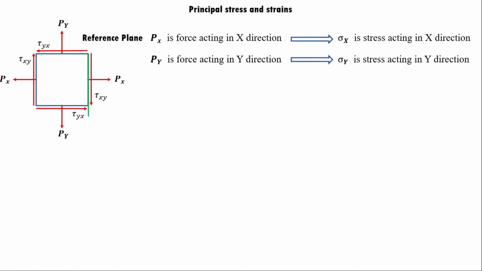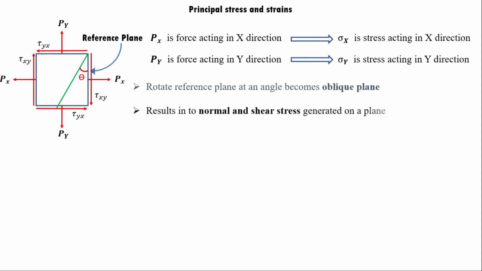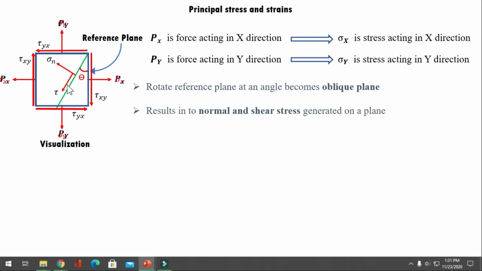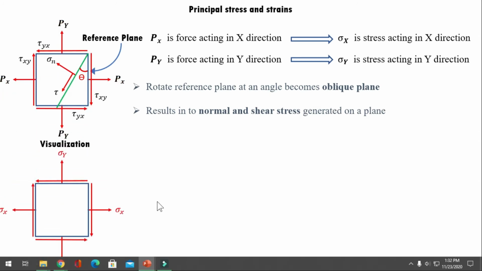Now here this green line I represent as my reference plane. So always I am measuring the angle with respect to vertical. Keep in mind. So if I rotate this plane at an angle of theta degree, that plane becomes an oblique plane, and that oblique plane results into two stresses known as normal stress and shear stress. That is two stresses: first is normal to the surface, second is along the surface, or we can say parallel to the surface. Let us see. So I am taking this plane over here.